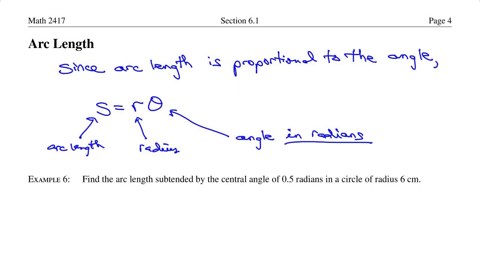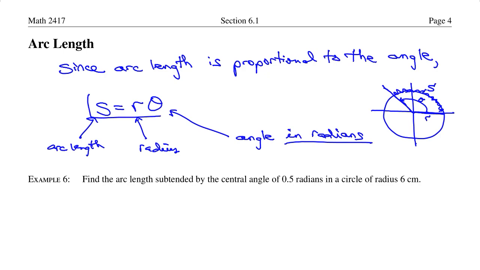So let's look at the circle. And let's suppose that we have a standard position angle. It doesn't even have to be standard position really, but it's okay. And we look at the angle theta, and suppose that's in radians. We have a radius of R, then the arc length going around is S. And so that's the picture that goes along with this formula. S is equal to R theta.